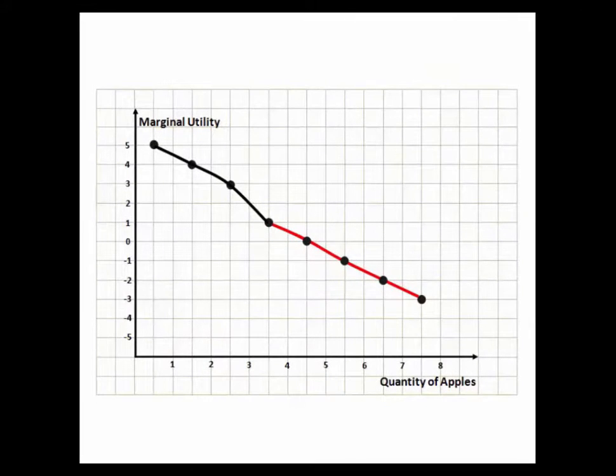Next chart is the marginal utility. Along the horizontal axis, we have quantity of apples, and then along the vertical axis, we have marginal utility. Going from 0 apples to 1 apple, the marginal utility was 5. Going from the first to the second apple was 4. Second to the third apple, 3. The third to the fourth apple, there's only 1. And after that, we have diminishing marginal utility.